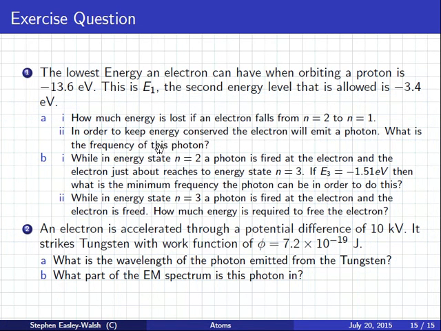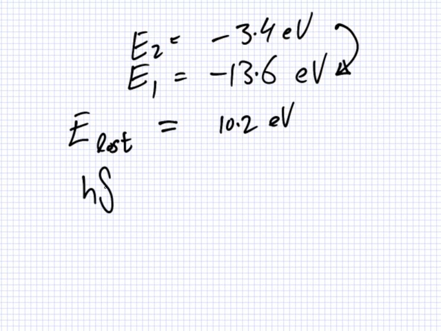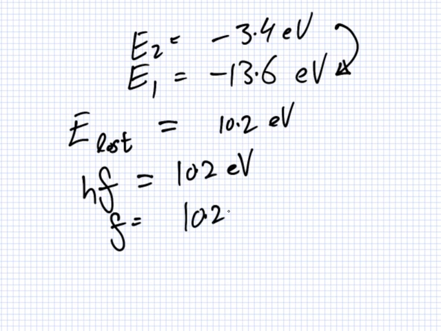In order to keep the energy conserved, the electron will emit a photon. What is the frequency of this? Well, you have hf is equal to this 10.2 eV. So the frequency here will be 10.2 e over h.